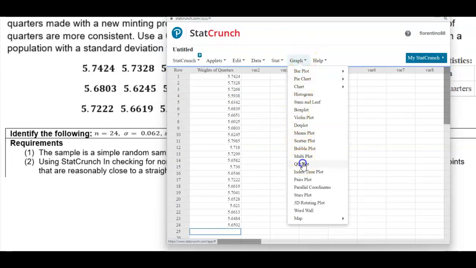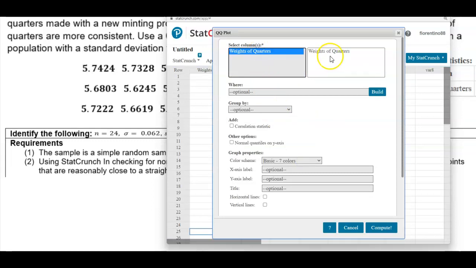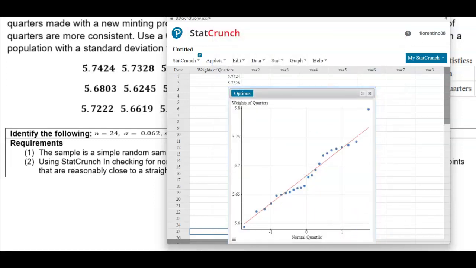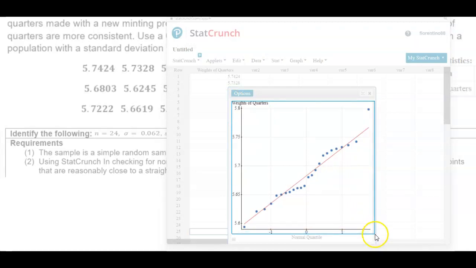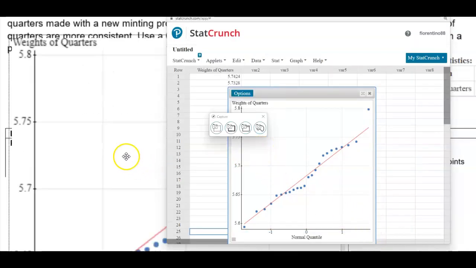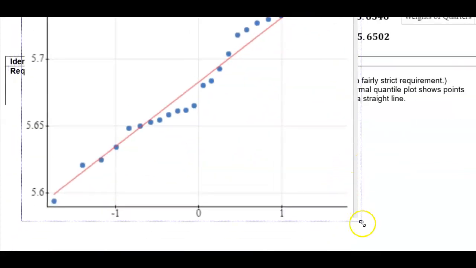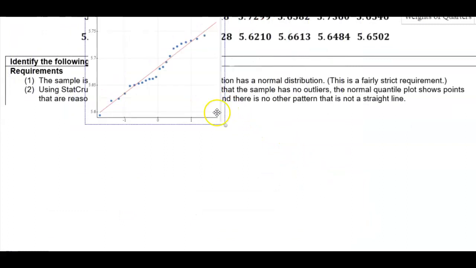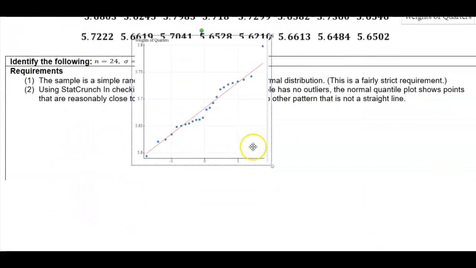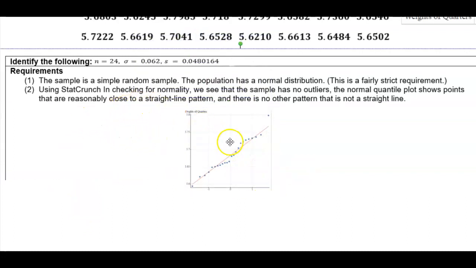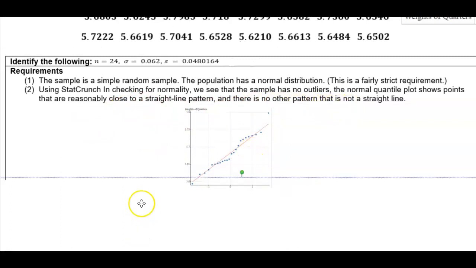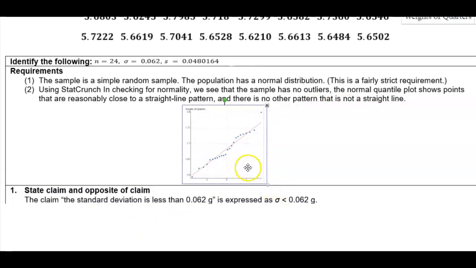So let's go to Graph, select QQ plot, select weights of quarters, make sure we select horizontal lines and vertical lines, and then select Compute. And then here is our graph. If we take a look at the graph, there's no strictly unique pattern going on here. We can say that it shows points that are reasonably close to a straight line, and there is no other pattern that is not a straight line. So therefore, there's our graph.